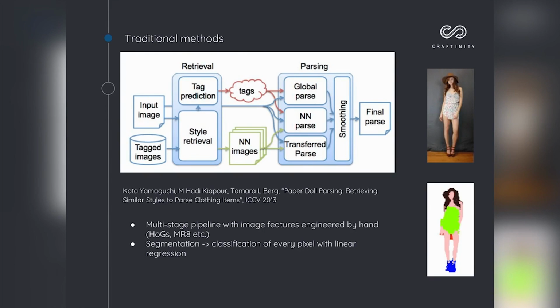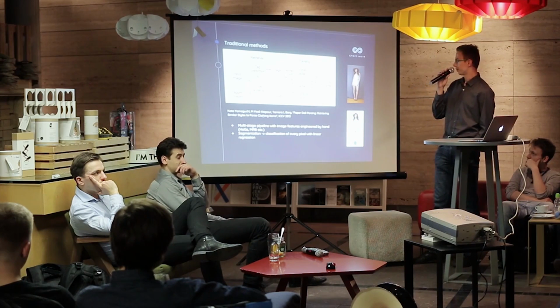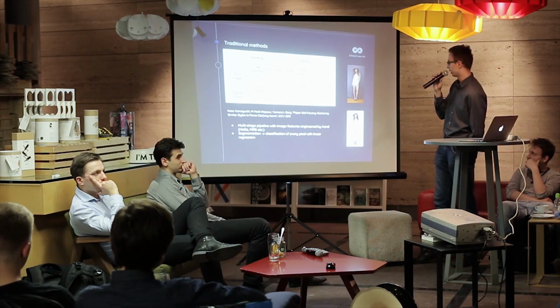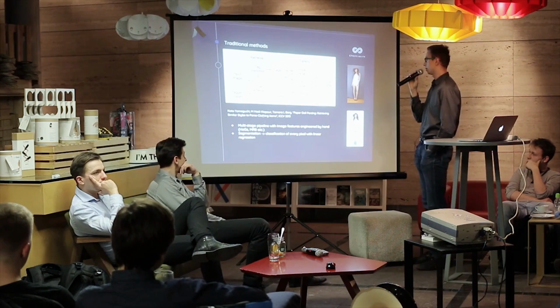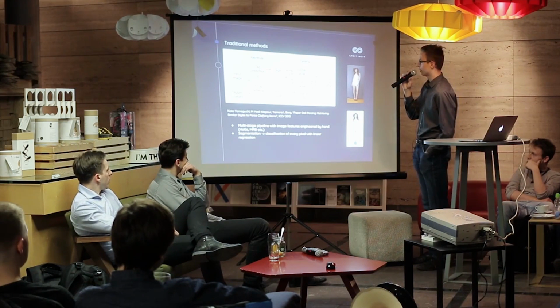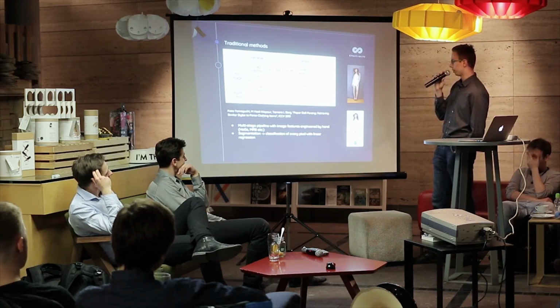Back in 2012, we used some traditional methods. On this slide, there is presented a horrendously complicated pipeline from the Paper Doll parsing publication. The aim of this paper was to segment the image and annotate different clothing items on an image. It had several steps like tag prediction, style retrieval, and iterative smoothing, and everything was based on computer vision features like histograms of oriented gradients or maximal filter responses.